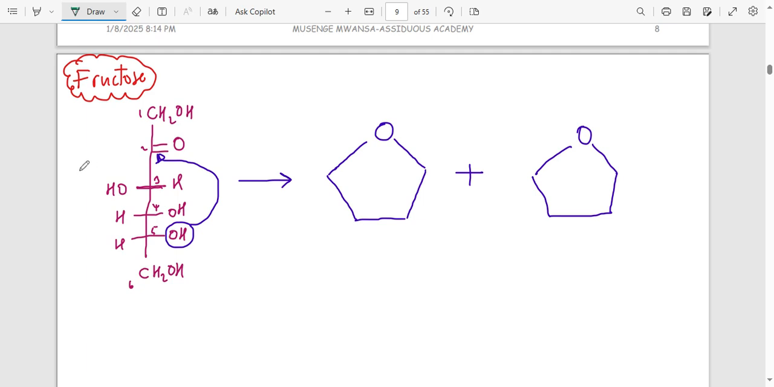So the only thing that you need to know is that fructose is the only hexose sugar that appears in this shape. The rest of the hexose sugars will be appearing in this shape, and that's glucose and galactose. This is a furanose. This is a pyranose. It's only fructose which appears as a furanose, and the pentose sugars, but the rest will be pyranose. Is that okay?